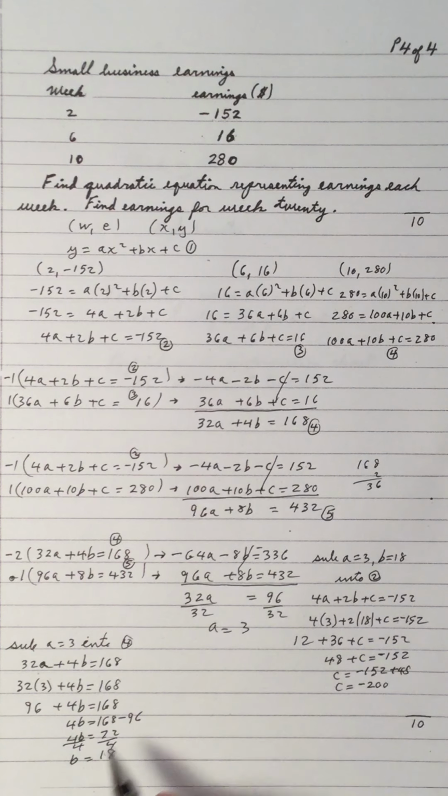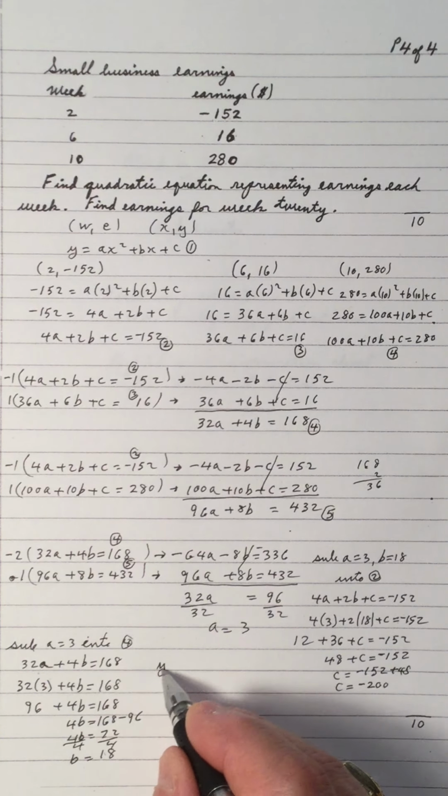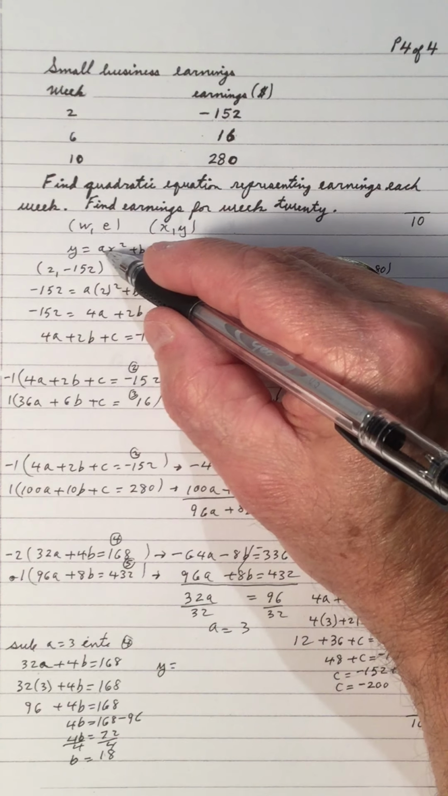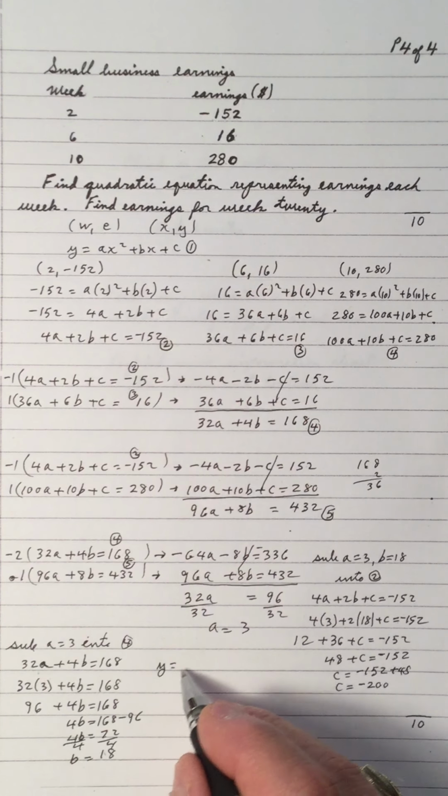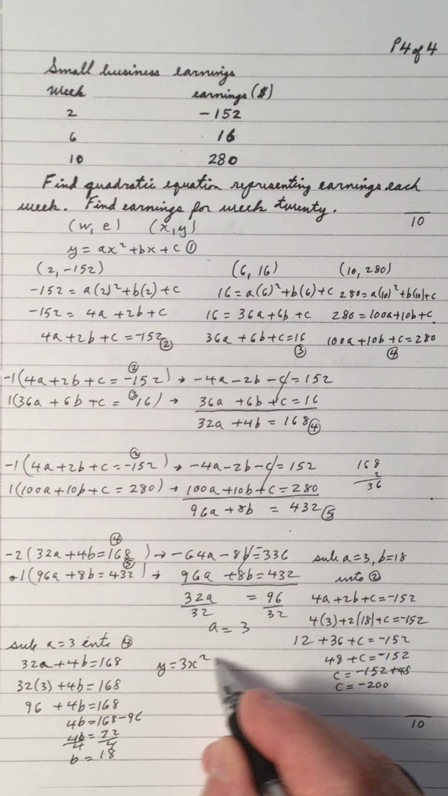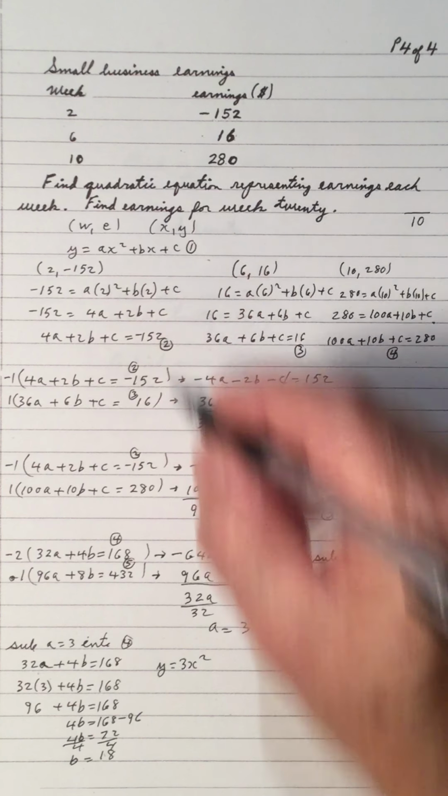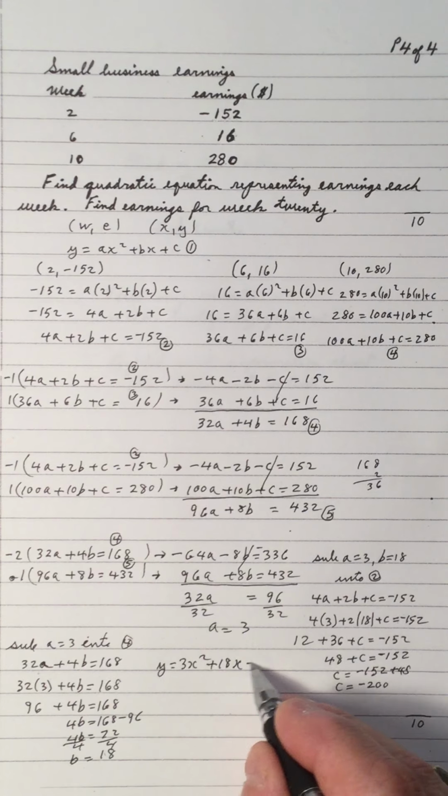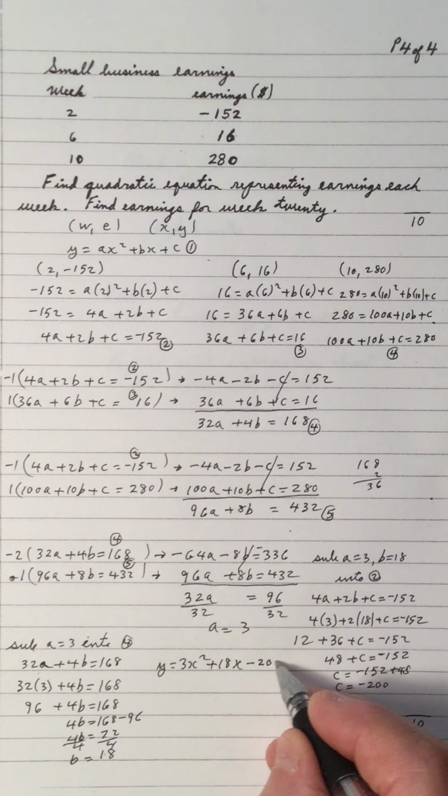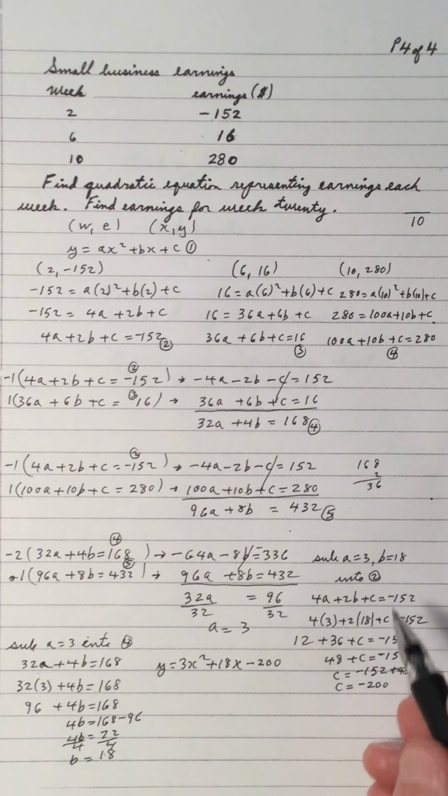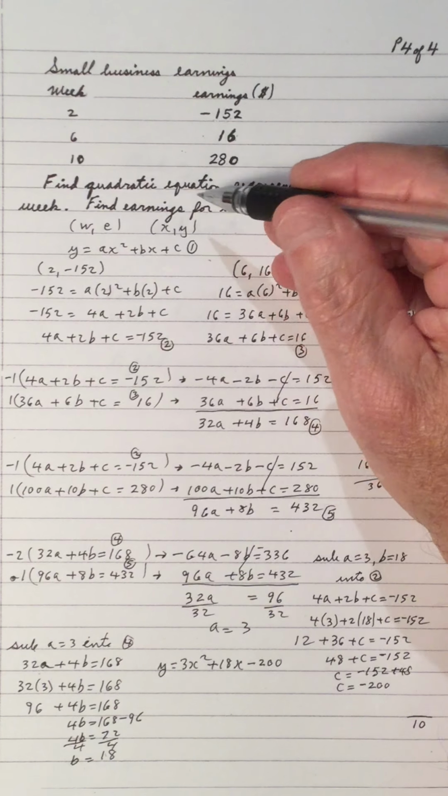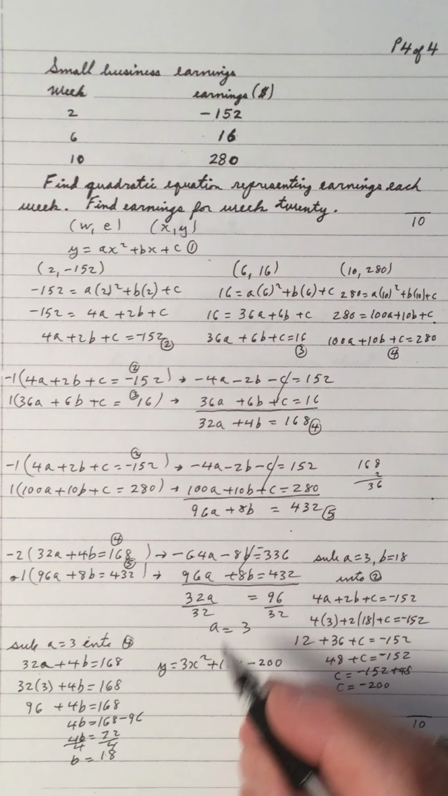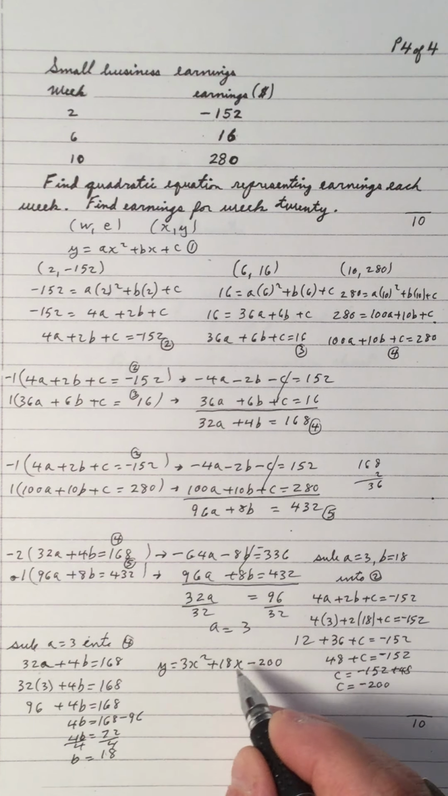And we have an a, and we have a b and a c. So y equals a. Let's put a in right here in this equation in number 1. a is 3, so it's 3x squared. b is 18, so bx is plus 18x. And c is a minus 200. So that's the equation that represents the earnings for each week. And it says find the earnings for week 20. So that means x is 20.